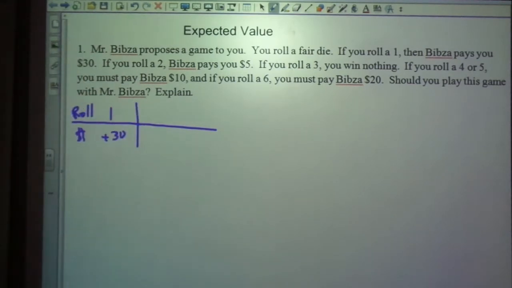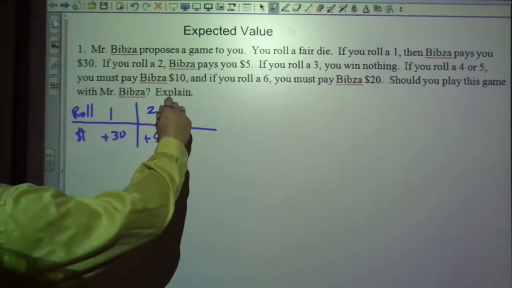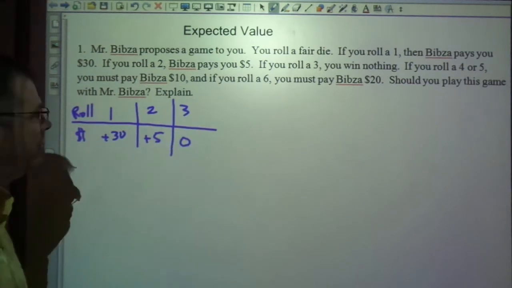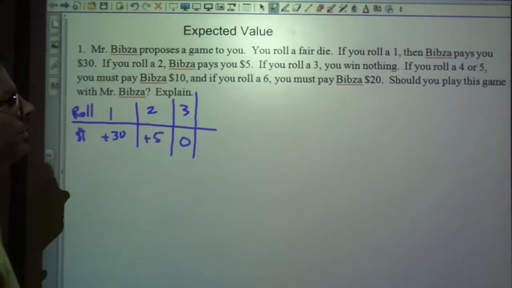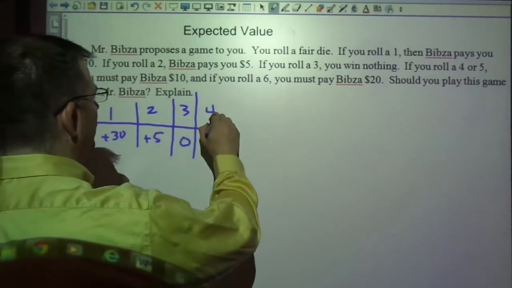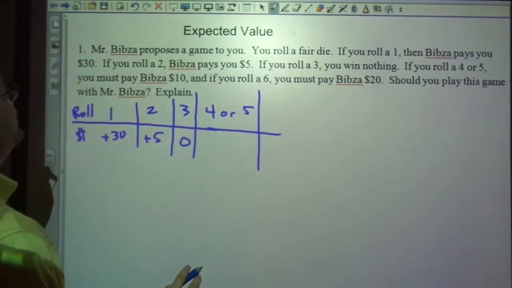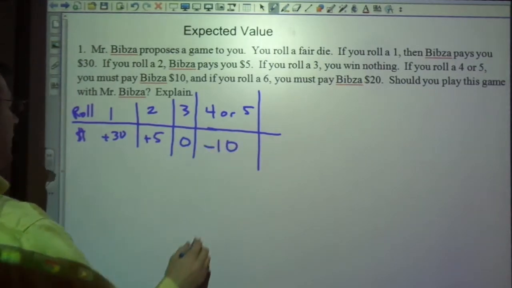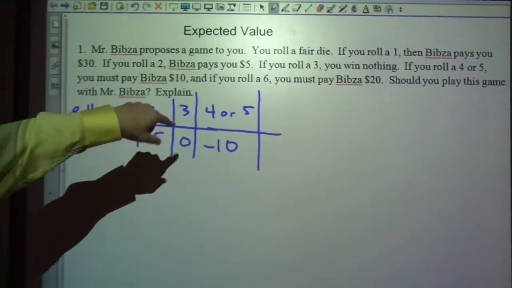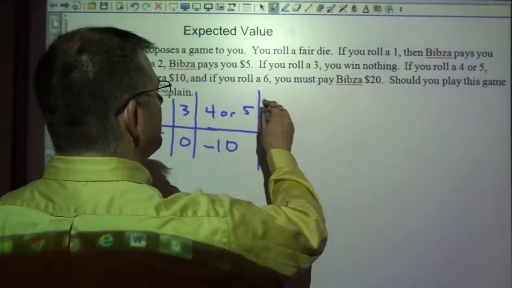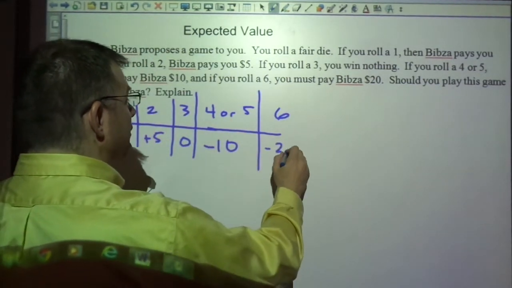If you roll a 2, BIBSA pays you $5. Okay, you make $5 on that one. If you roll a 3, you win nothing. Good game, right? You make $35. But if you roll a 4 or a 5, you must pay $10. Okay, well that's 30 in the plus or 10 in the minus. And if you roll a 6, you have to pay $20.